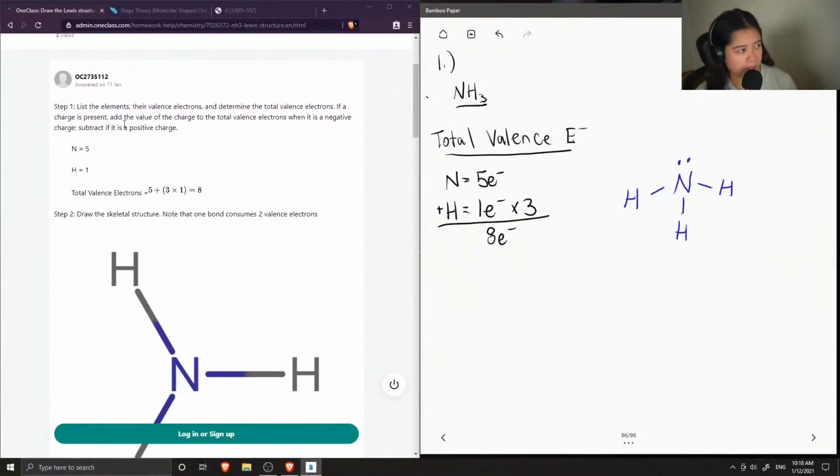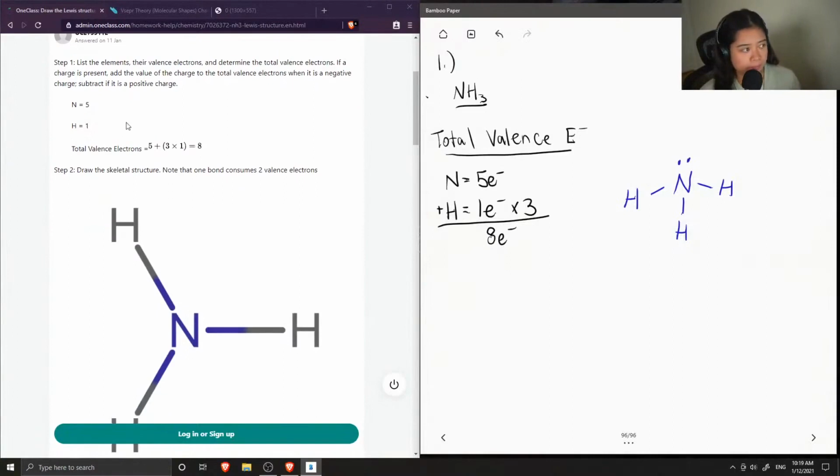Step 1. List the elements, their valence electrons, and determine the total valence electrons. If a charge is present, add the value of the charge to the total valence electrons when it is a negative, subtract if it is a positive. So N is equal to 5, H is equal to 1, and they got 8 valence electrons.